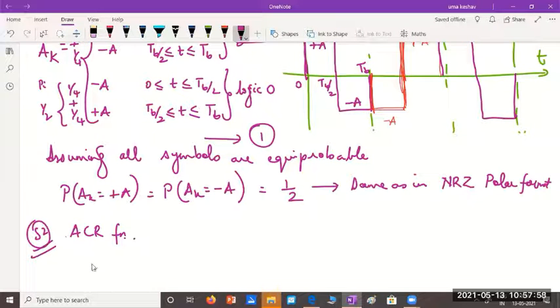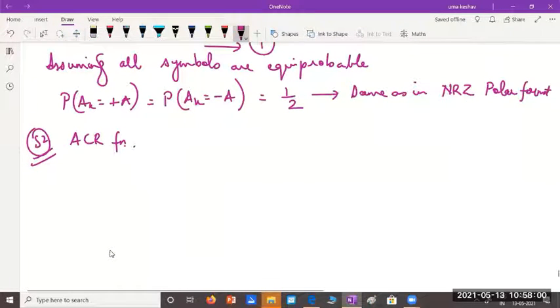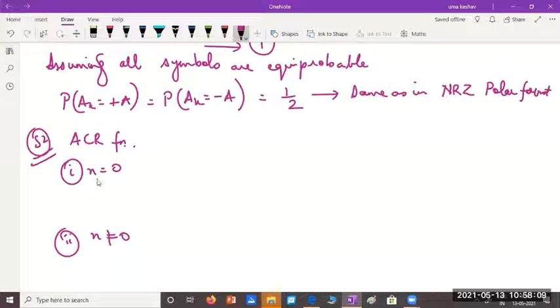So step 2, ACR function you should find. You find first for n is equal to 0 and then for n not equal to 0. Two conditions. Please drop in your USNs in the chat box.